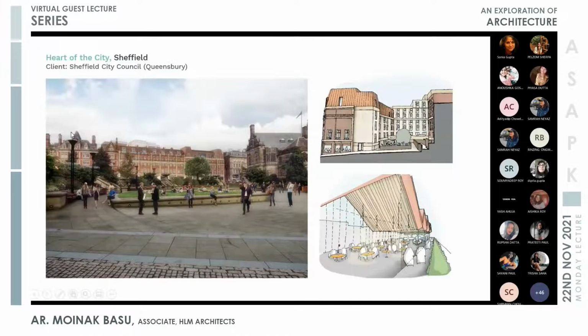The building at the back is a historic Grade 2 listed building next to Sheffield Town Hall. So it's just next to a historic public square. So our design intervention here basically is we're reusing this building, we're converting that into hotels, and then there's a new rooftop restaurant and bar at the top.